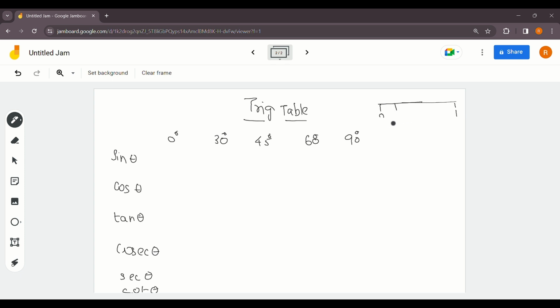If you add 1 by 4 units to it, you get 0 plus 1 by 4, which is 1 by 4, 1 by 4 plus 1 by 4, which is half, half plus 1 by 4, which is 3 by 4, and 3 by 4 plus 1 by 4 gives you 1. Now you have to take the square root of all these values and then write it in sin theta.